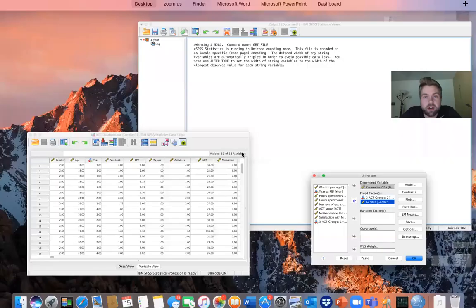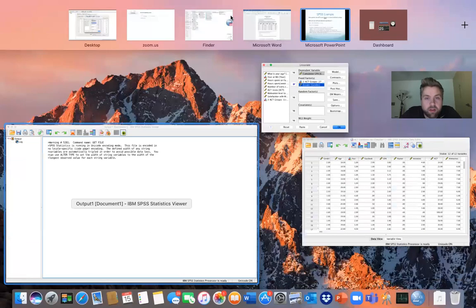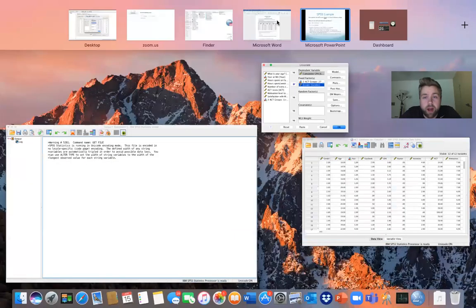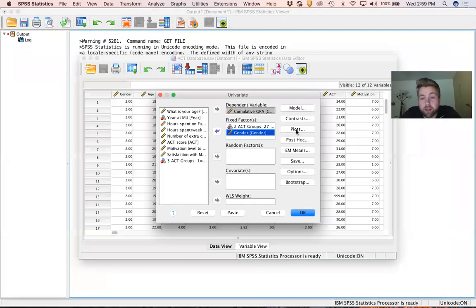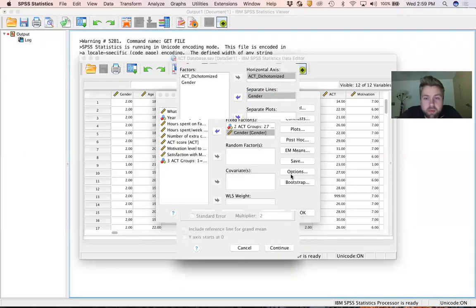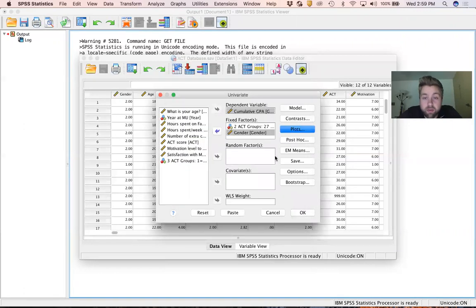So we want to make sure we're selecting this two ACT groups variable and then gender. And then I want to make sure that I get to the right information here. I'm going to go to the plots, like I was saying, because it'll make a plot for us. And I want to know on the horizontal axis, I'm going to put ACT, and on separate lines, I want gender. So I want to see what ACT score's effect is for each gender. And that should help me out there. Make sure you press add, and now it's in there. Okay, so I'm going to go ahead and press continue.